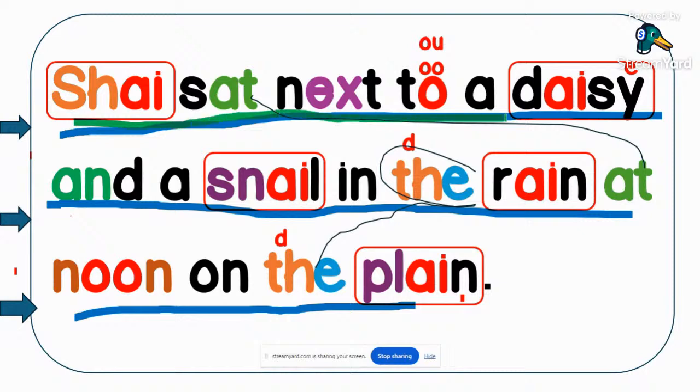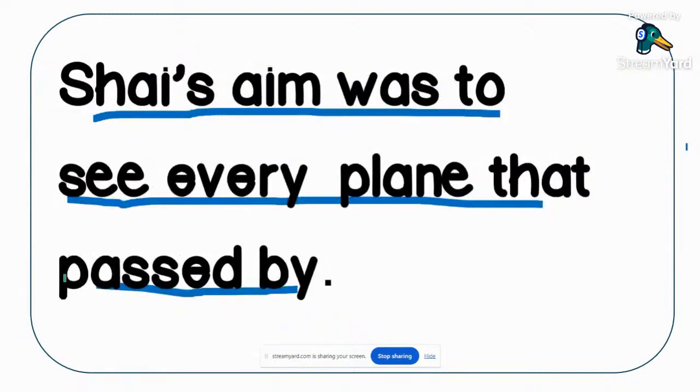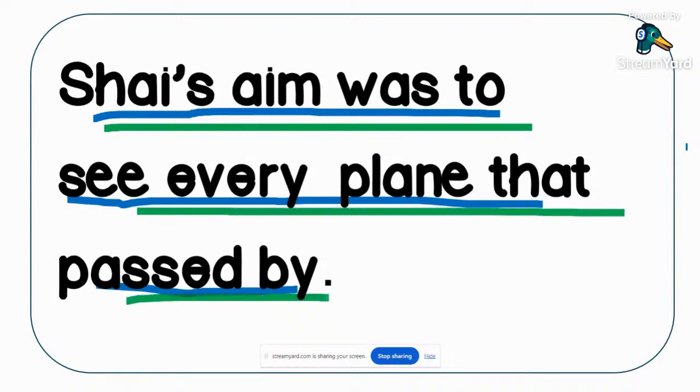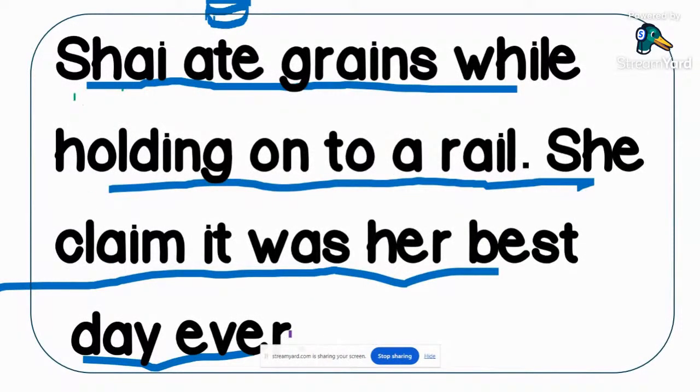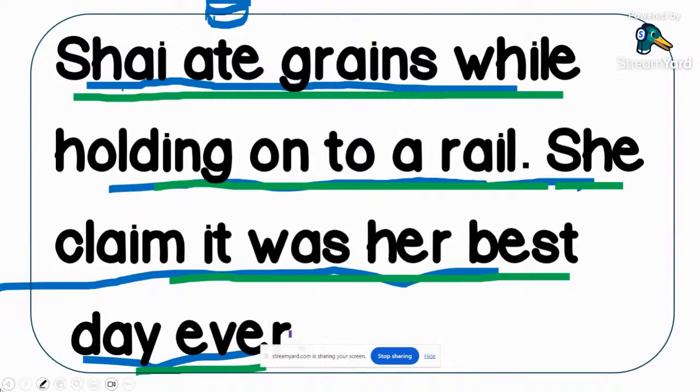She sat next to a daisy and a snail in the rain at noon on the plane. Shay's aim was to see every plane that passed by. Shay ate grains while holding on to a rail. She claimed it was her best day ever. Good job! You guys did an awesome job.